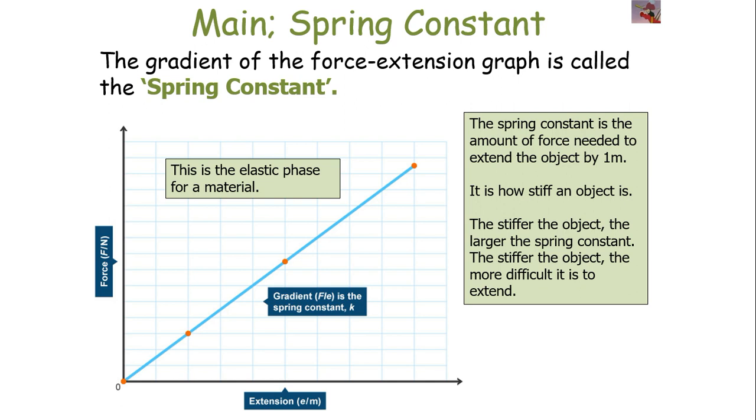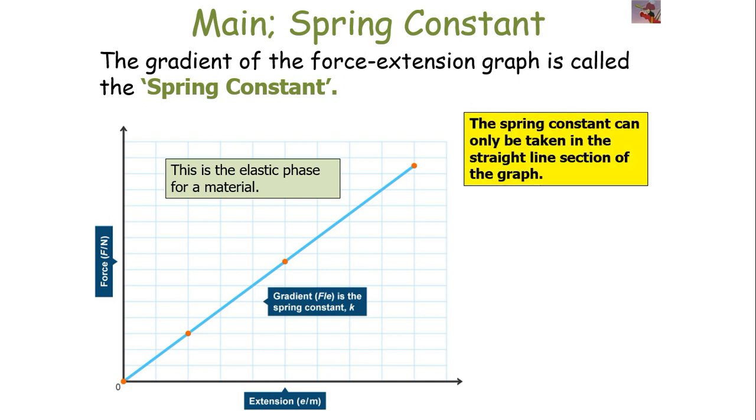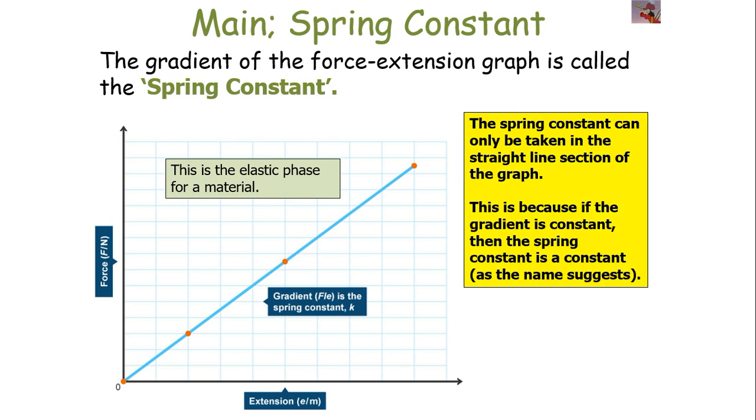The stiffer the object, the larger the spring constant. The stiffer the object, the more difficult it is to extend, so the more force you would need to extend it by 1 meter. Now, the spring constant can only be taken in the straight line section of the graph because, as the name suggests, it's a constant. So you need your gradient to be a constant, so it can't be curving.